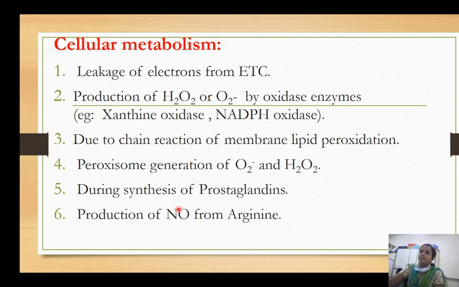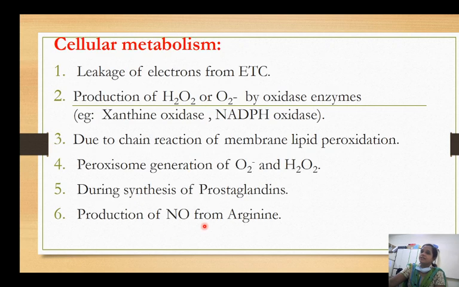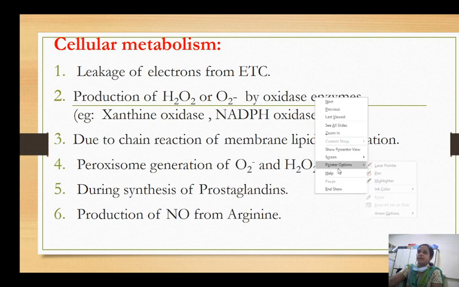Next, production of nitric oxide from arginine. One of the biologically important substances that is produced from arginine is nitric oxide. The nitric oxide is produced in neurons, by blood vessels, and by the macrophages. This is catalyzed by three different nitric oxide synthases.